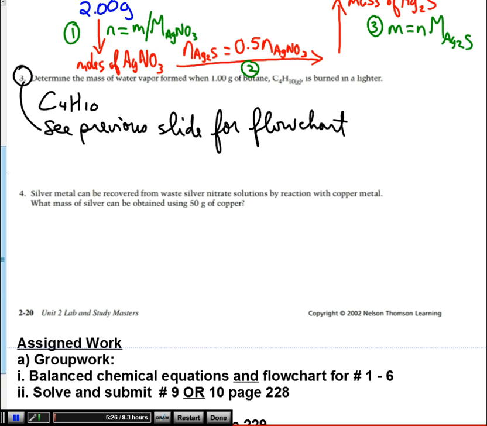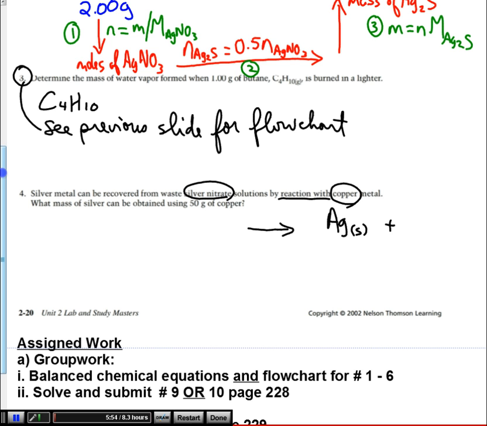Your silver metal can be recovered from waste silver nitrate solutions by reaction with copper metal. Now if you read it carefully here, the reaction is with silver nitrate and copper. It's not silver reacting with copper. So this should be recognized as a single displacement reaction. Silver is recovered, so that's a product. So silver is an element in a solid form, and there'll be 2 possible products here.